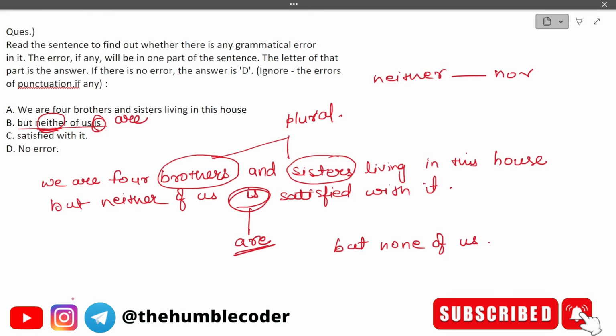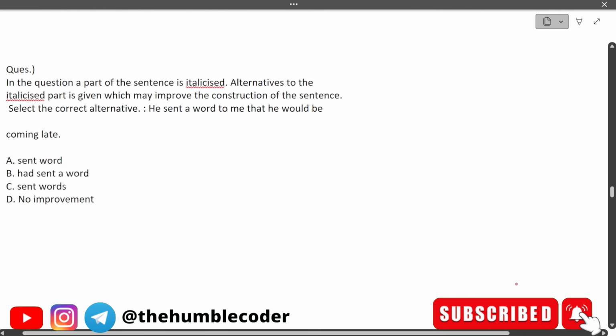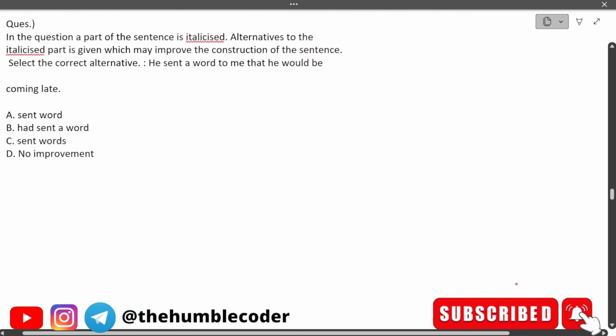Okay, so the correct answer would be: we are four brothers and sisters living in this house, but none of us are satisfied with it. Okay, I hope you understood what this question was and where the exact mistake was. So the mistake, we can say, was in two places. Okay, "none" and "are". Let's move on to the next question.